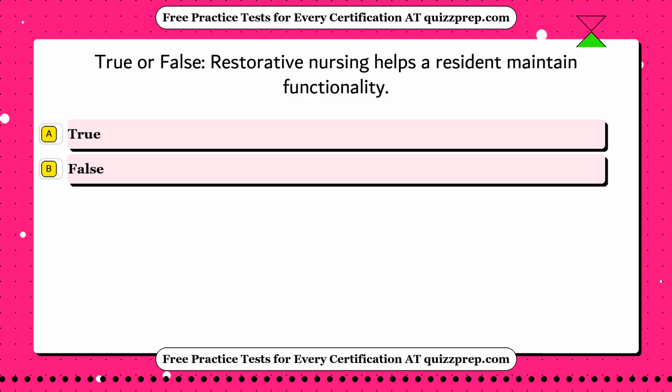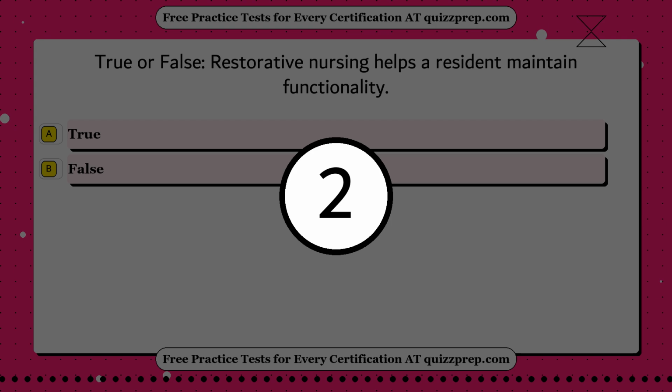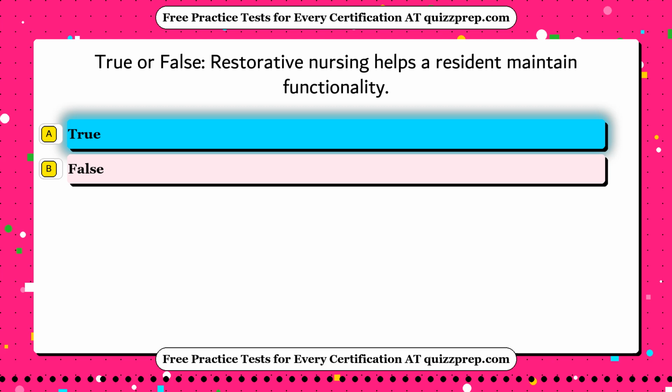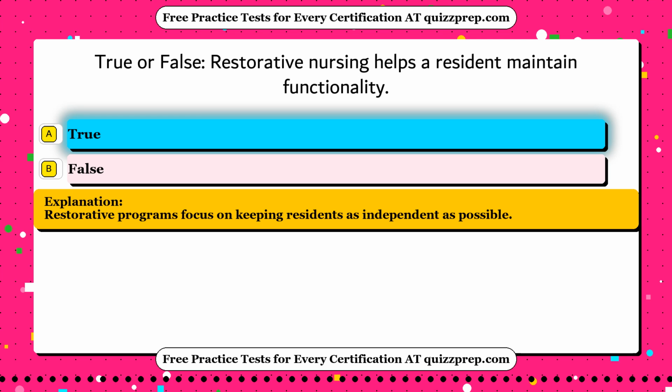Question 123. True or false, restorative nursing helps a resident maintain functionality? Option A, true. Option B, false. The correct answer is option A, true. Restorative programs focus on keeping residents as independent as possible.